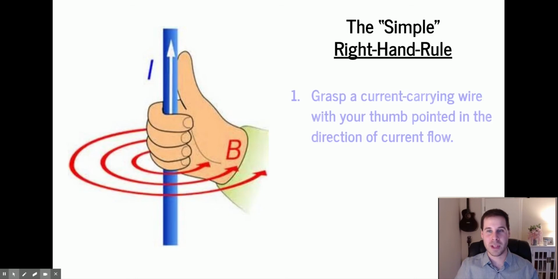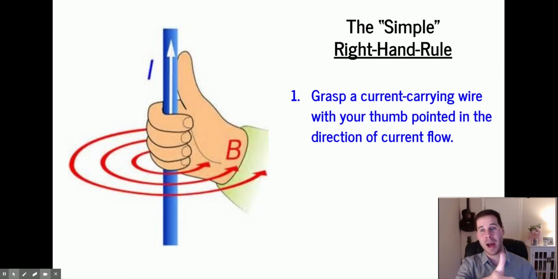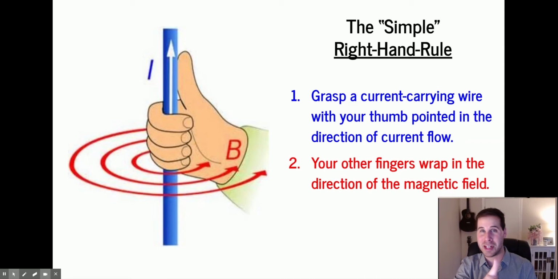Well, here's the rule. You grasp a current-carrying wire with your thumb pointed in the direction of current flow. In this diagram, the current is flowing up, so we point our thumbs up. And then the only other thing to consider is, what are your other fingers doing? So right now, my other fingers are swirling from the top, what looks like kind of a counterclockwise direction. And that would actually be the direction that the magnetic field flows.